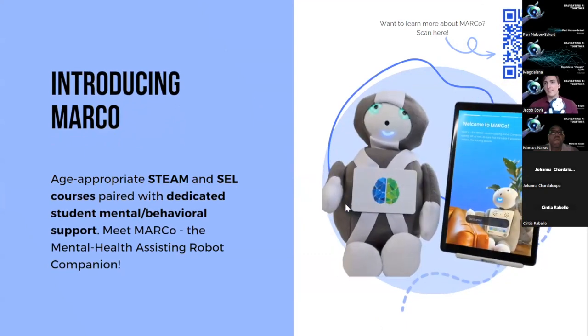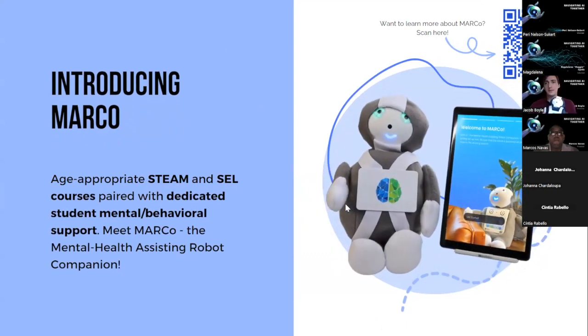So, yeah, like I said, Marco, mental health assisting robot companion. It's a dual-sided approach. Our mission is holistic student support: emotional needs, intellectual needs, and social needs. And there is a lot that goes behind Marco. We're going to do a live demo, and it's interactive. I'll be asking for your input to guide the demo towards the end.